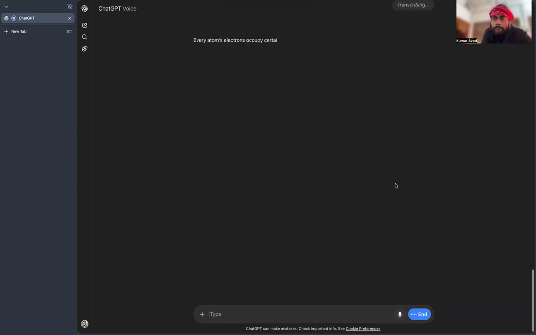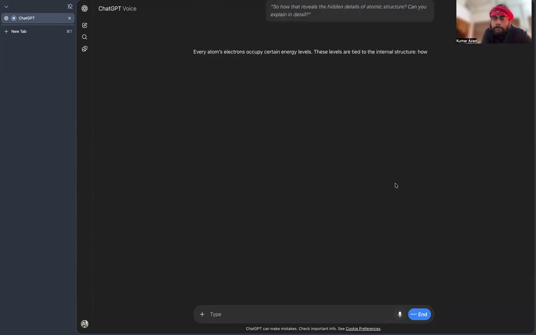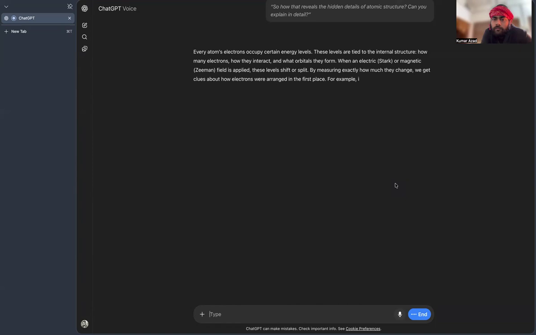Every atom's electrons occupy certain energy levels. These levels are tied to the internal structure: how many electrons, how they interact, and what orbitals they form. When an electric (Stark) or magnetic (Zeeman) field is applied, these levels shift or split. By measuring exactly how much they change, we get clues about how electrons were arranged in the first place. For example, if levels shift a certain amount, we can deduce the spacing between energy states, which is related to orbital shape and electron distribution. Essentially, these effects give us a subtle measurement tool to reveal the atom's inner architecture.